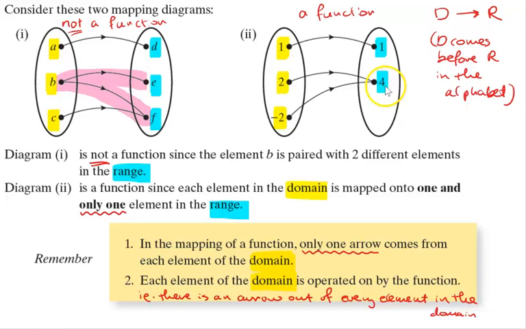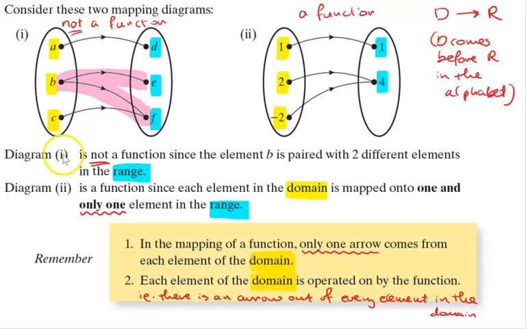I know that there is an element in the range that has two arrows going towards it, but that's totally fine. That's no problem. This function, for example, might be x squared. So 1 squared is 1, 2 squared is 4, and -2 squared is also 4. So this function might actually be the function y = x squared. So it's okay for an element in the range to have two arrows going towards it, but you cannot have an element in the domain having two arrows leaving it.